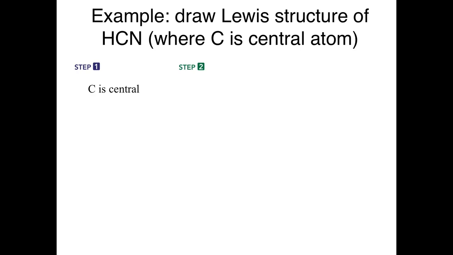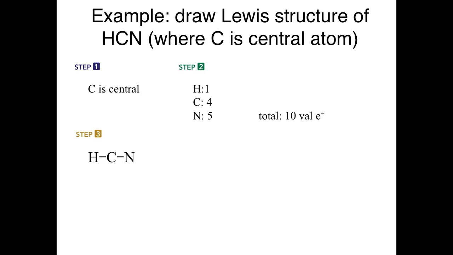Step 2. Let's count how many valence electrons you have from this molecule. Hydrogen will give you 1, carbon will give you 4, and nitrogen will give you 5, giving you a total of 10 valence electrons. Connecting the atoms that we know with a bond, we see that we have used up 4 of our valence electrons.